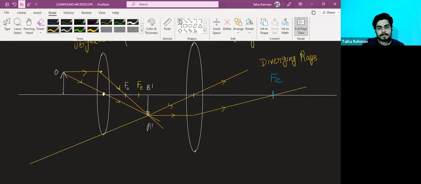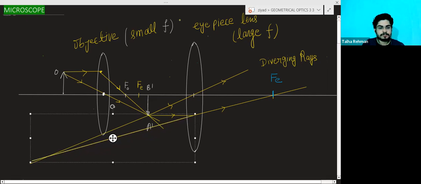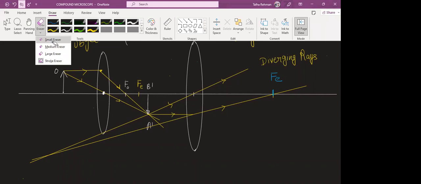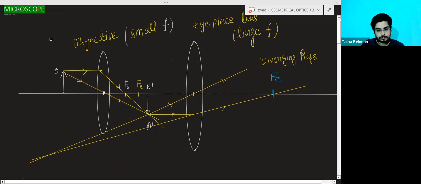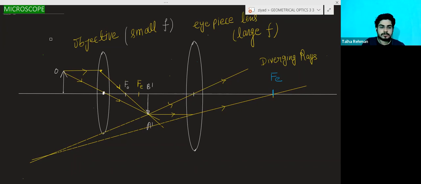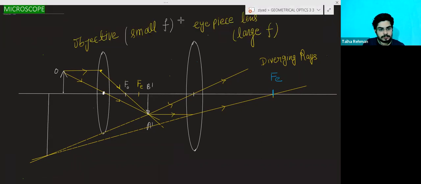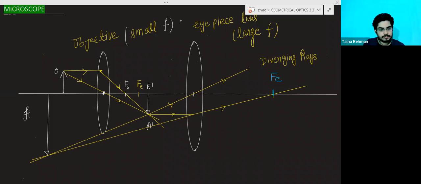So basically, somewhere here the image will form. With the dotted line, we will draw it. So you will get the image here, like this. So this will be the final image.